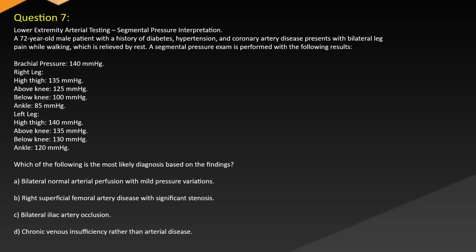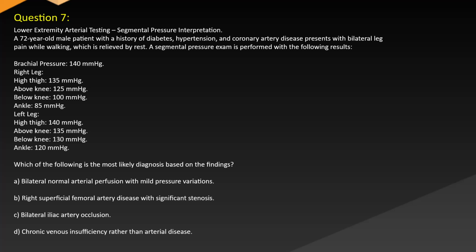Question 7. Lower extremity arterial testing. Segmental pressure interpretation. A 72-year-old male patient with a history of diabetes, hypertension, and coronary artery disease presents with bilateral leg pain while walking, which is relieved by rest. Segmental pressure exam is performed with the following results.